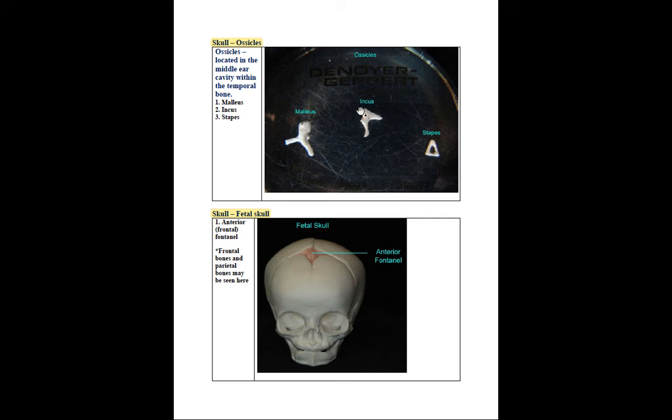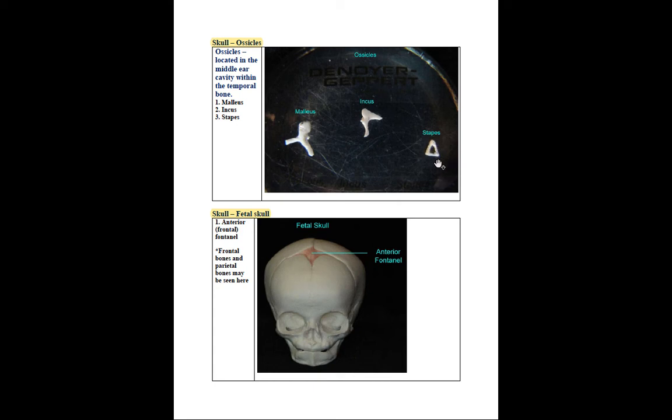Ossicles. So again, these are going to be the bones that are located within the middle ear. I always teach my students MIS, if you can remember MIS, M-I-S. That's the order in which the ossicles will be found inside the ear. So there's the malleus, the incus, and the stapes.